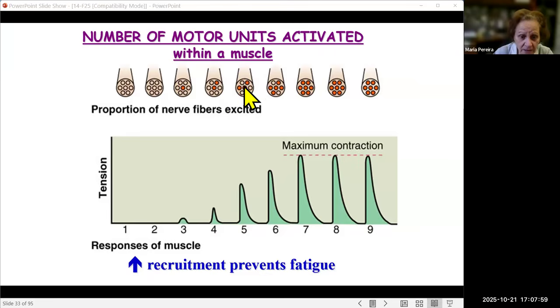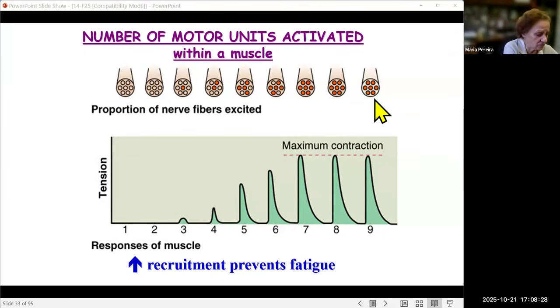Now, as you increase the number of muscle fibers that are being activated, the twitch, the tension developed, is much greater, until it reaches a maximum when all the muscle fibers are recruited by that motor neuron. Here it means that the motor neuron activated the 7 muscle fibers. And this depends on the signal.